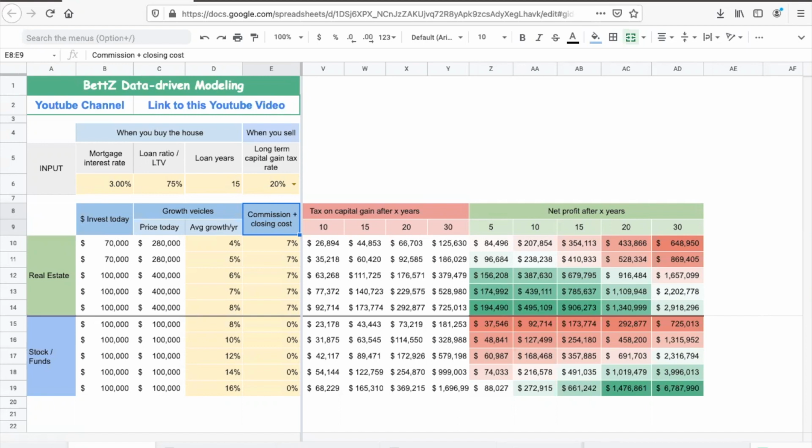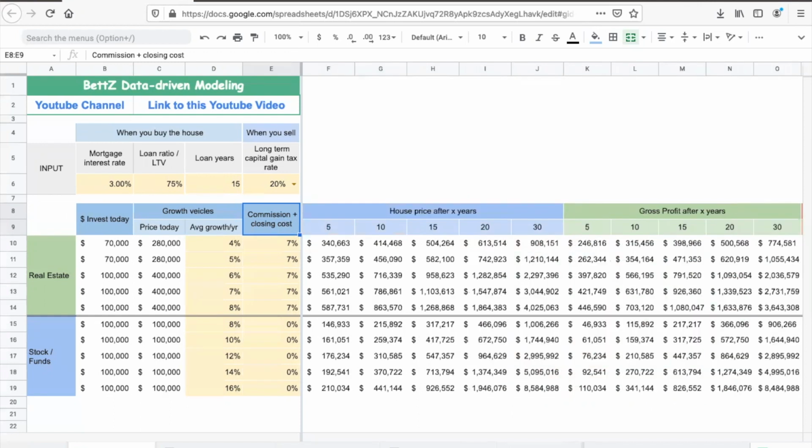Another 2 inputs we can play around with are, first, average annual growth rate expectations: 4, 5, 6, 7, 8% for real estate, and double it for the stock or funds market. Number 2 is the commission plus closing cost you need to pay for selling the assets. For house selling, basically it's 6% seller and buyer agent commission plus 1% closing cost. Of course, this depends on the value of the house. It could be lower or higher than 1%. So in total, we use 7% here.